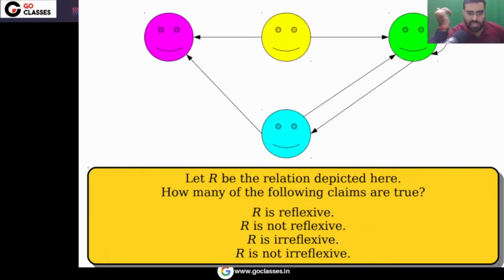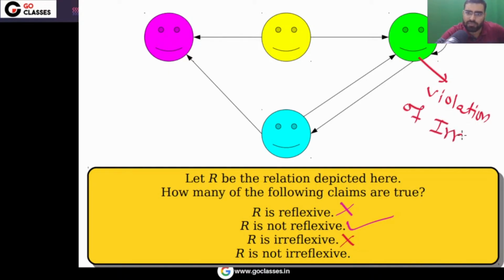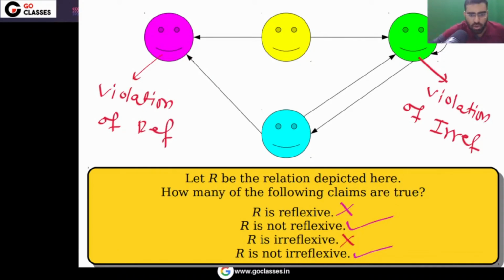Now what about this question? Let R be a relation given by this diagram. Then what is correct? R is reflexive. This is not correct, because you can easily see this is not related to itself. R is not reflexive, yes, this is correct. R is irreflexive. This is not correct because of green, which is a violation of irreflexive. And this is a violation of reflexive. So R is not reflexive and not irreflexive. Let's move on.